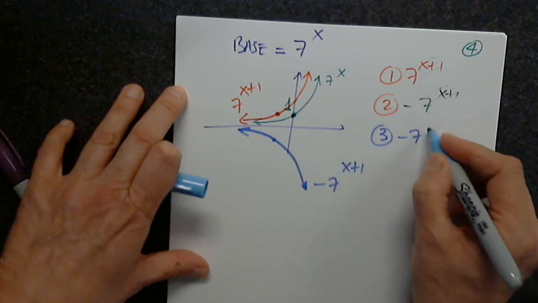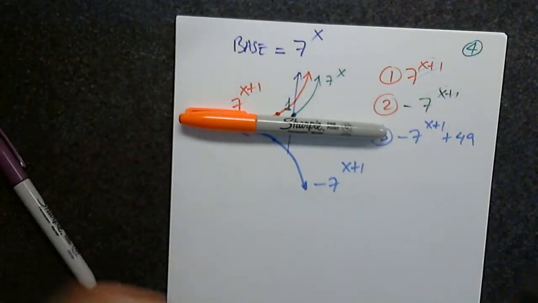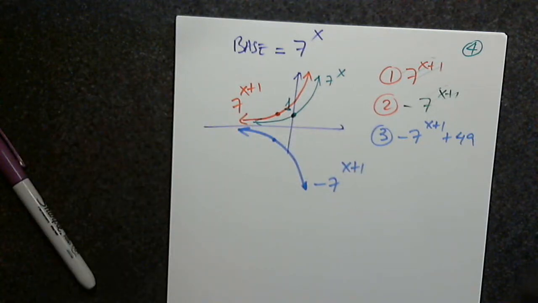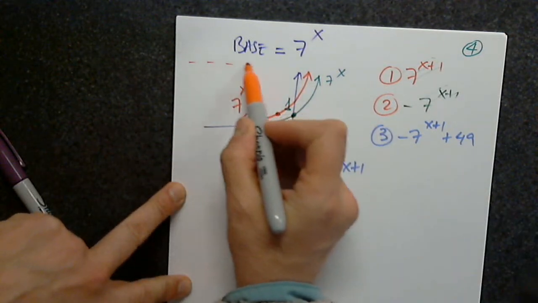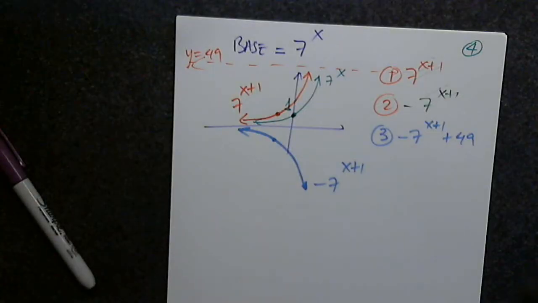Final step, negative 7 raised to x plus 1 plus 49. Up 49. However, these three functions have a horizontal asymptote, which is y equals 0. I have to shift the horizontal asymptote first. Where will I shift it? Up 49. So my apologies, I didn't plan ahead. So I don't have enough room, so please bear with me and say that that is 49. We all know it's not, because the scale would be incorrect.